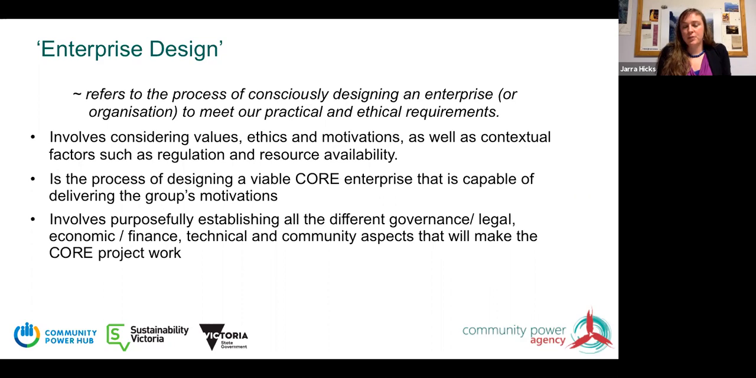So it's about purposefully establishing all the different aspects of the project, including the financial aspect that we're talking about tonight.